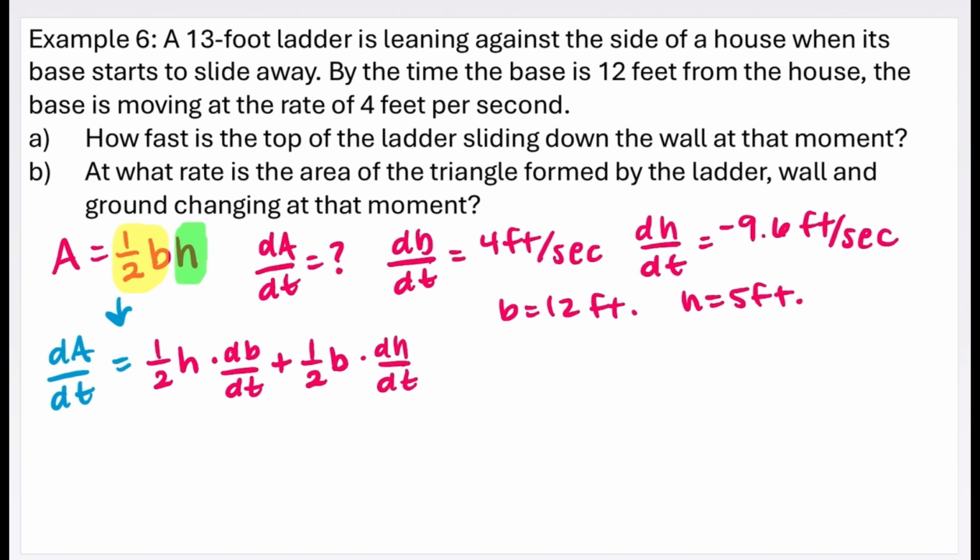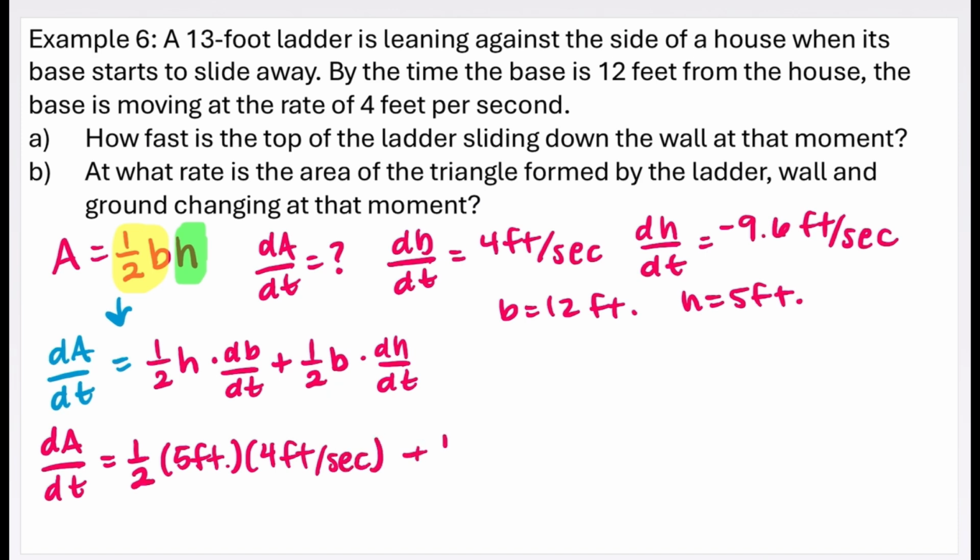And now I'm going to plug in everything I know. So dA over dt equals 1/2 times h, and h is 5 feet, times dB over dt, which is 4 feet per second, plus 1/2 b, which is 12 feet, times dH/dt, which is negative 9.6 feet per second. So I have 1/2 times 4, which is 2, times 5 is going to be 10, and that's 10 feet squared per second.